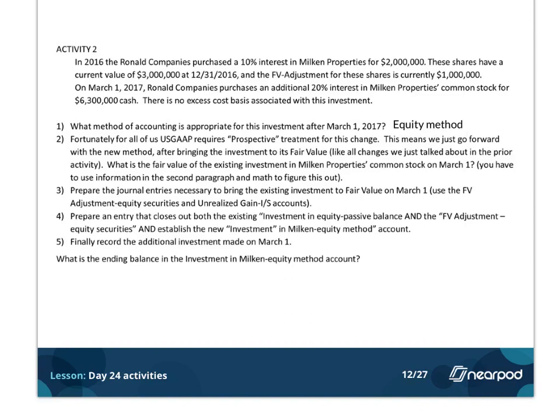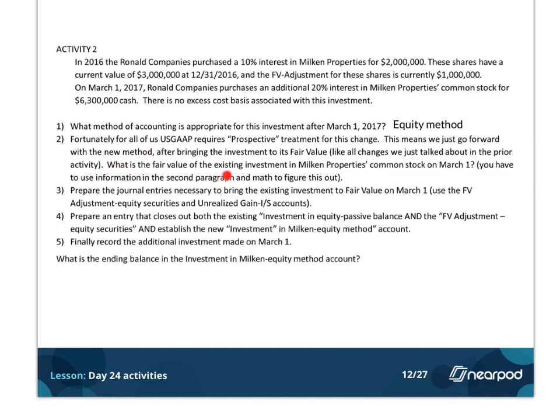Okay, so then I talked about number 2. Fortunately for all of us, GAAP now just requires us to use prospective treatment for the change, which means we just go forward with the new method after we bring that investment to fair value, like all those changes we just talked about in the prior slide. Okay, so step 1 is going to be bringing this asset to fair value, the investment to fair value. And then step 2, you can kind of look ahead and see, it's down here, number 3 was step 1, bring it to fair value. Step 2, close out the existing accounts and set up a new account. And then we're going to record that additional investment that we made at the very end.